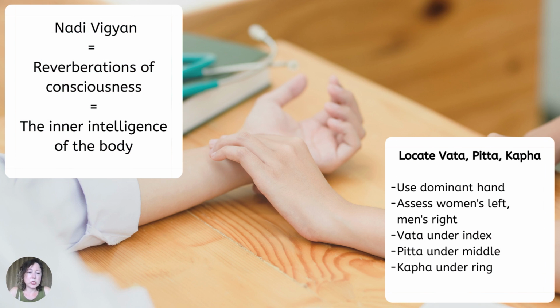Now, as we learn here to take the reading of the pulse, nadi vigyan, let's remember that these are reverberations of consciousness. We are reading the inner intelligence of the body. So we will locate Vata, Pitta, and Kapha using the dominant hand. We will self-assess at the moment. If you're a woman, you will assess your left wrist. If you're a man, you will assess your right wrist. We will feel Vata under the index finger, Pitta under the middle finger, and Kapha under the ring finger.